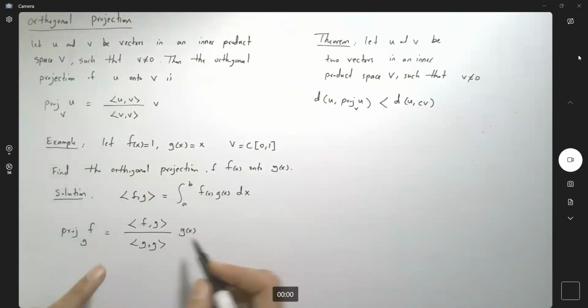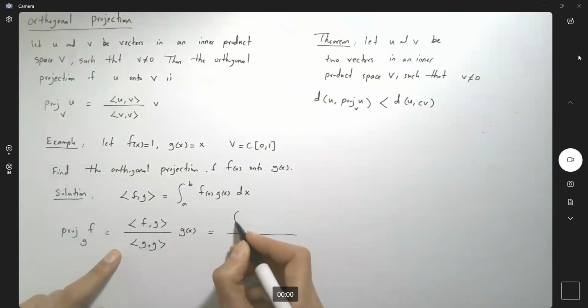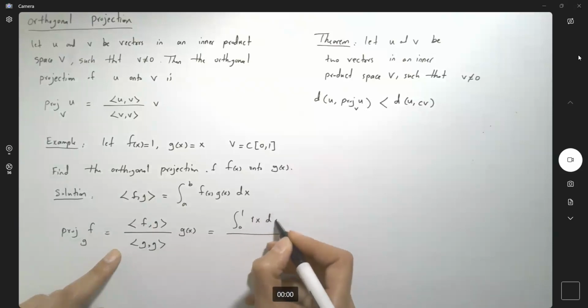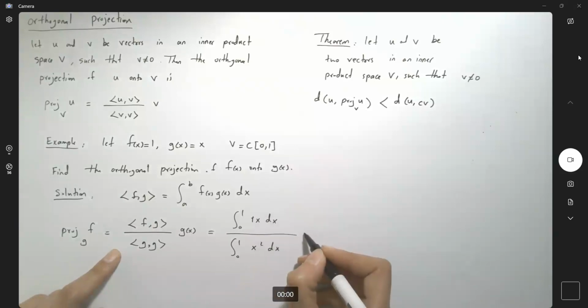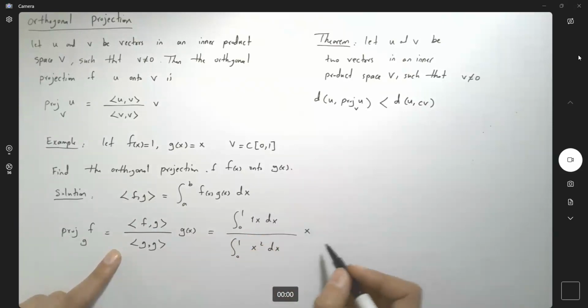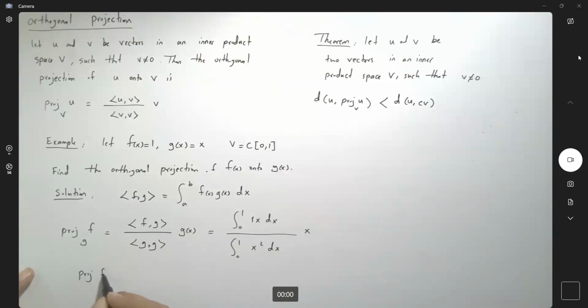So let us begin. In the numerator, you have the integral from 0 to 1 of 1 times x dx, divided by the integral from 0 to 1 of x squared dx, and you have the function g, which is x. This should be easy for you to compute. The projection of f onto g is equal to, here you have a half x squared from 0 to 1, over the integral of a third x cubed from 0 to 1, times the function g, which gives you a half divided by a third times x, or 3/2 times x.